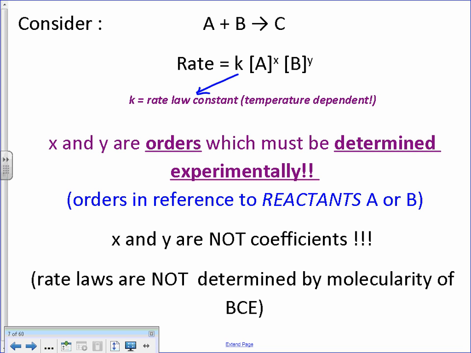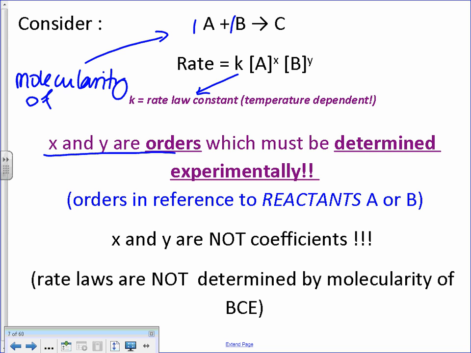These two, x and y, are called orders. So I don't say x power, I say to the x order at this point for kinetics. And we cannot just assume what they are. A lot of times people make a mistake and say, oh, x and y are 1 and 1 because of the coefficients in the reaction. That's called molecularity, and we will talk about molecularity more later. The molecularity of the reaction is based off the BCE.